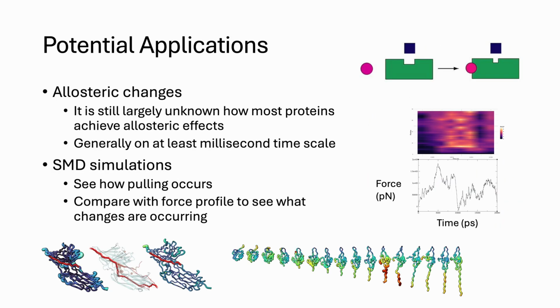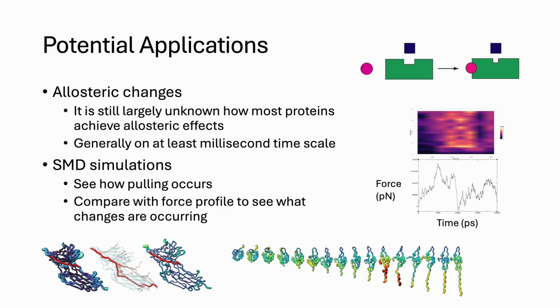To give a couple more concrete examples of how these tools can be used, say you study something like allosteric changes, where you may have something binding to one side of the protein affecting the shape or the function of another side of the protein. Both of these tools, RMSX and Flipbook, can show how things are propagating through your system.